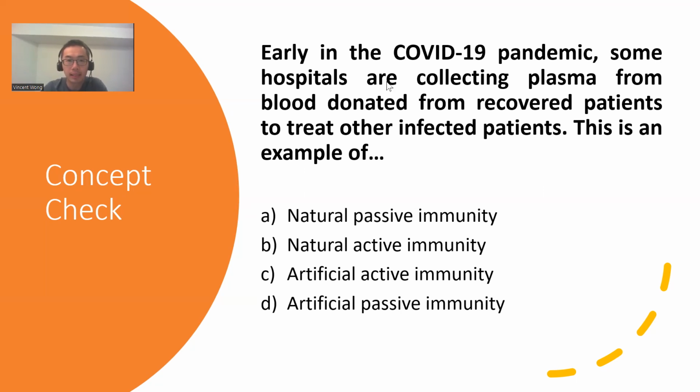So early in the COVID-19 pandemic, some hospitals were collecting plasma from blood donated by recovered patients. In the plasma, there are presumably antibodies that will fight the virus, and you use this to treat other infected patients. So that's artificial passive immunity. It's artificial because you're doing some kind of injection, and it's passive because the person who's infected did not make the antibodies themselves. You're receiving antibodies from someone else.